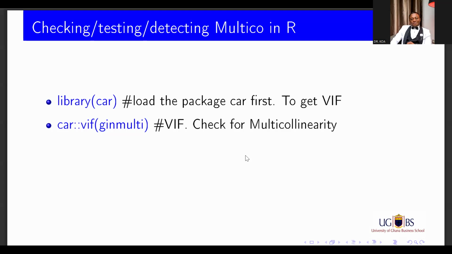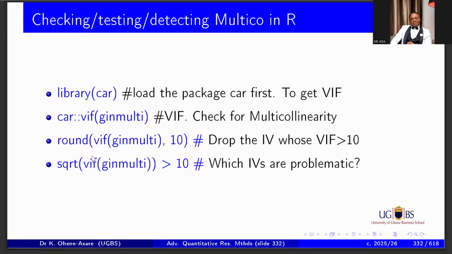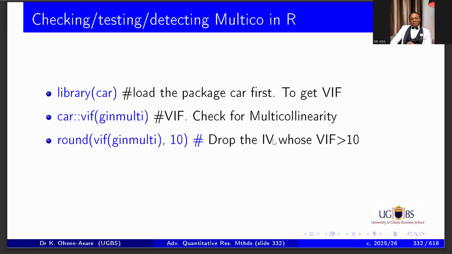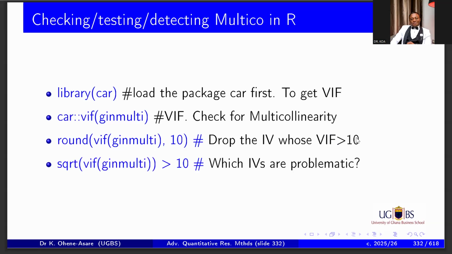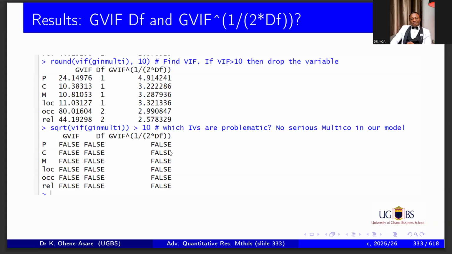You can later run that code. Okay, so let's continue. When you use a library package and use this car, and then you run this code, it's going to give you some things. For example, this last code would tell you to drop the independent variable whose VIF is greater than 10. This one will tell you to drop the independent variables which are greater than 10, and if they are problematic, it will tell you. And this is a result you get.